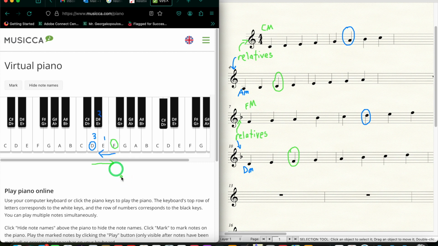There we go. So if you start from the major scale, you go down 1, 2, 3 half steps, and there's your relative minor. If you start on the minor and then you go up 1, 2, 3, you have the relative major. And that is how major and minor key signatures and scales are related to each other.